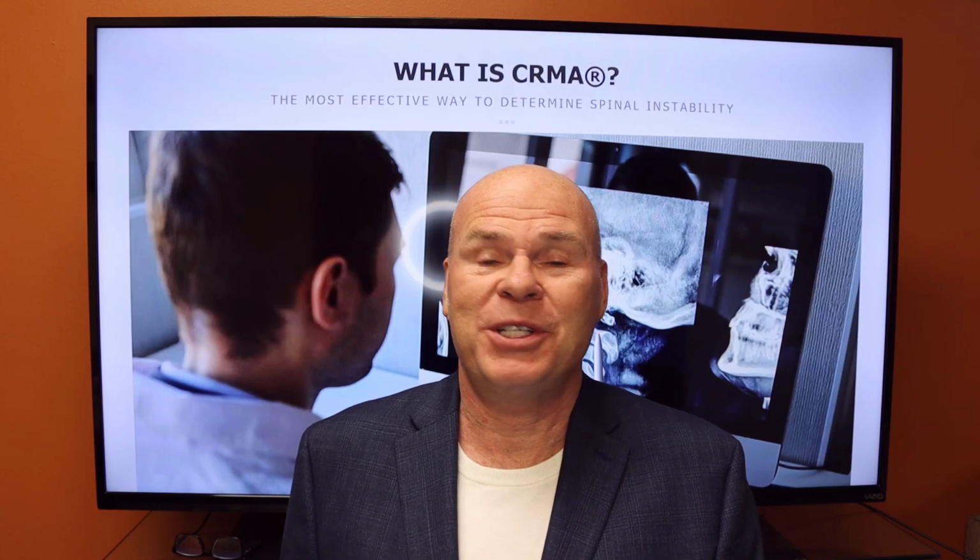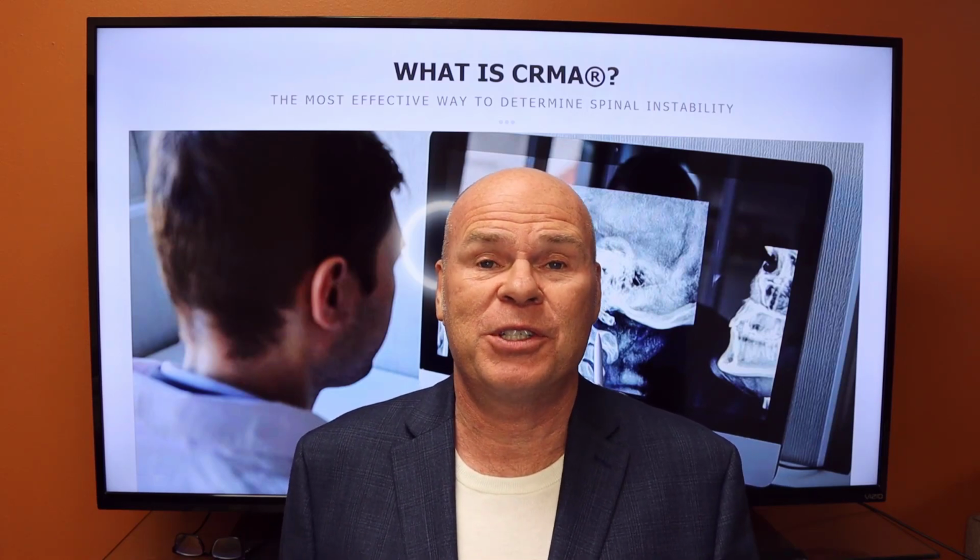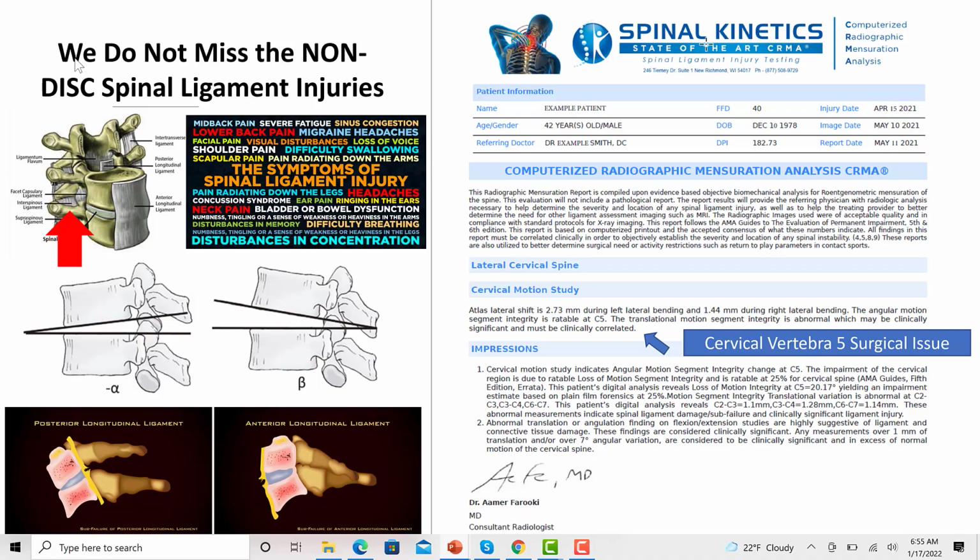All right, the first thing we're going to do with a CRM is I'm going to show you how to grade the severity and location of a simple sprain. Take a look. Grading the severity of a sprain is really simple with a CRMA report. You're just looking at how much excessive motion there is.